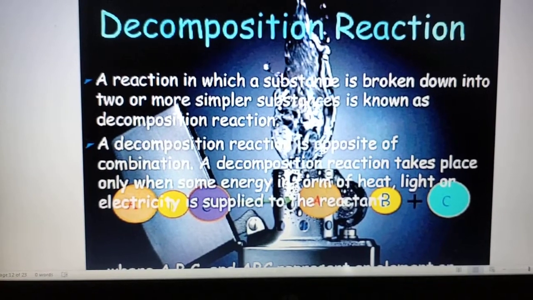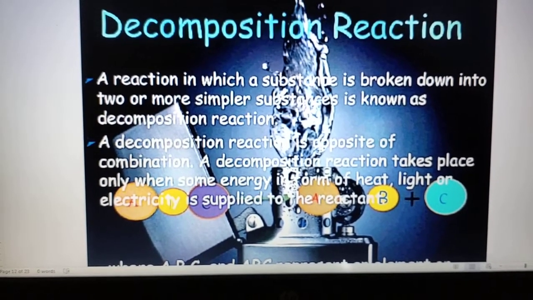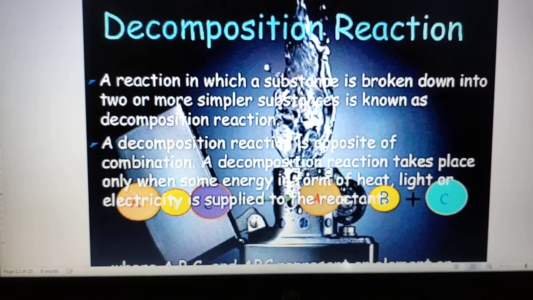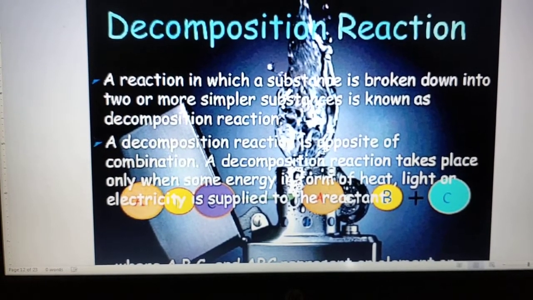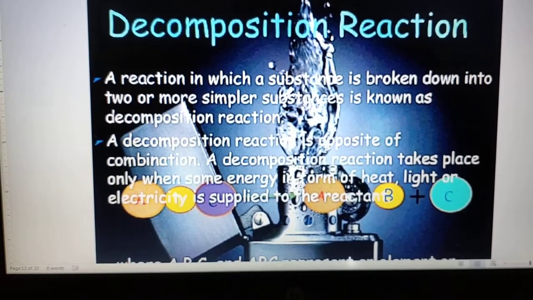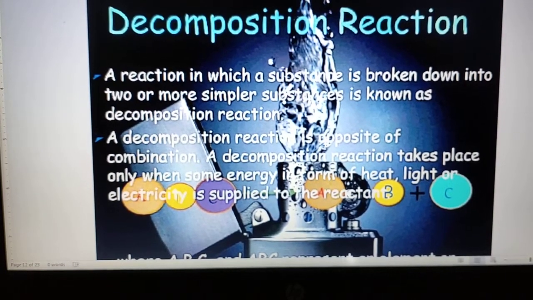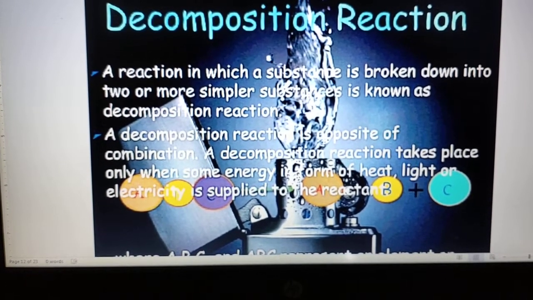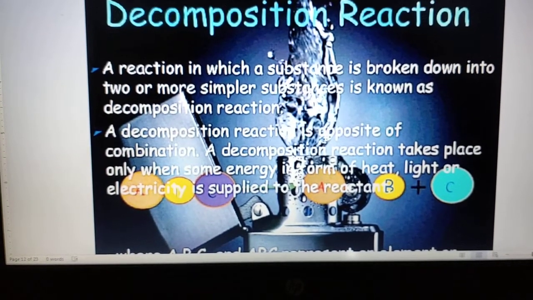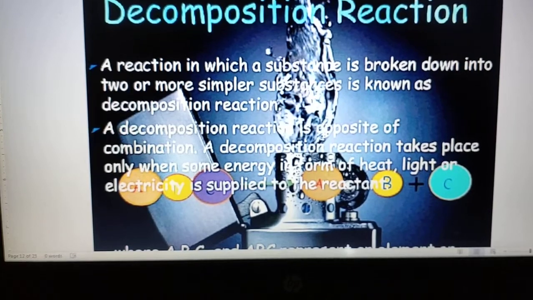A reaction in which a substance is broken down into two or more simpler substances is known as a decomposition reaction. A decomposition reaction is the opposite of combination. A decomposition reaction takes place only when some energy in the form of heat, light or electricity is supplied to the reactants.